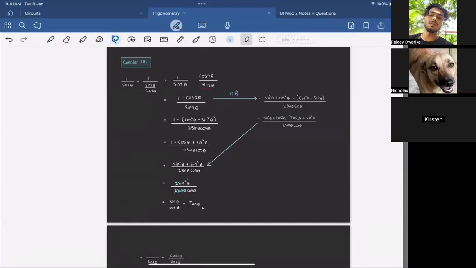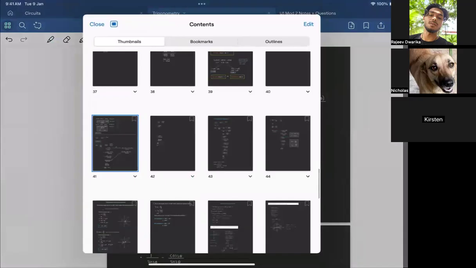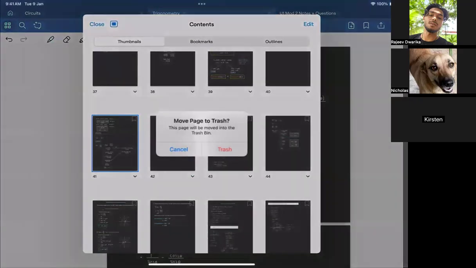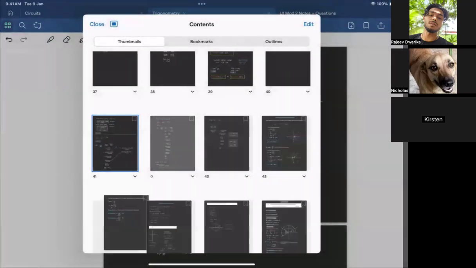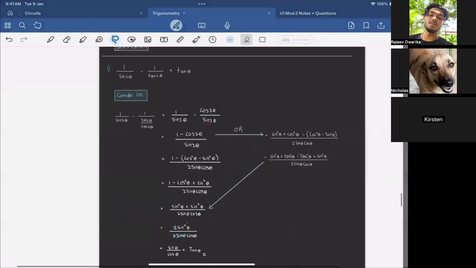Right, so you all don't have to copy down the other method if you don't want to, but that's just another way you could do it to get the same answer. So you all could copy this down.